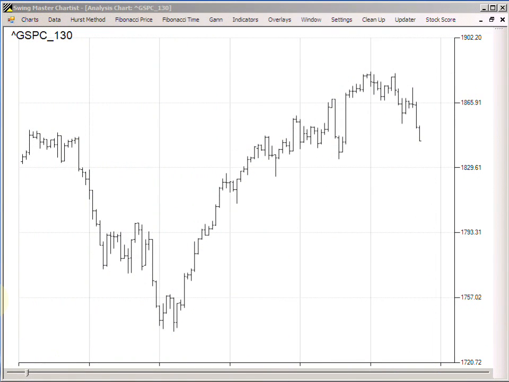Swing Master Chartist is divided into two major charting sections, analysis charts and campaign charts. The reason that we did that is to answer two essential questions about swing trading and what you do with those answers. The first and most basic question is, what is the direction of the trend right now?